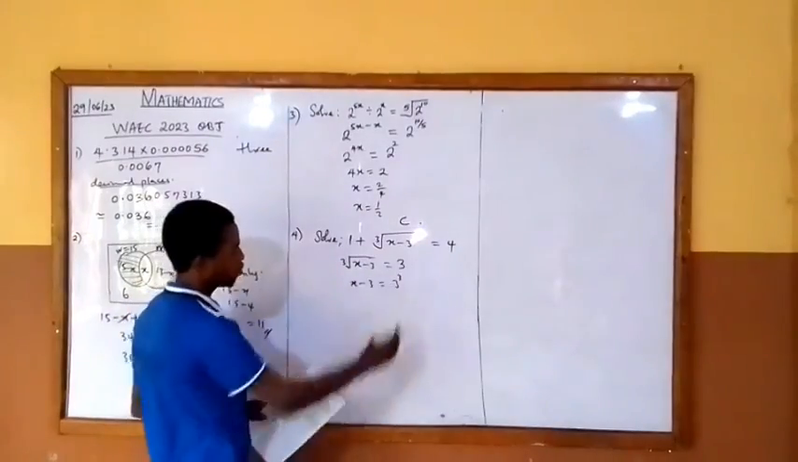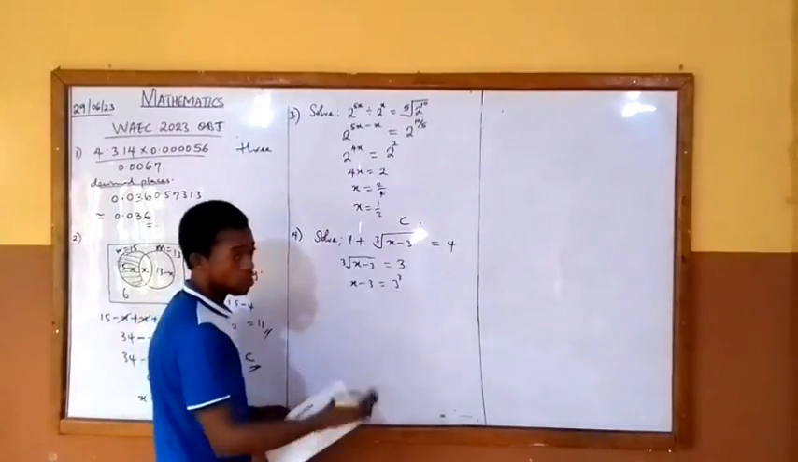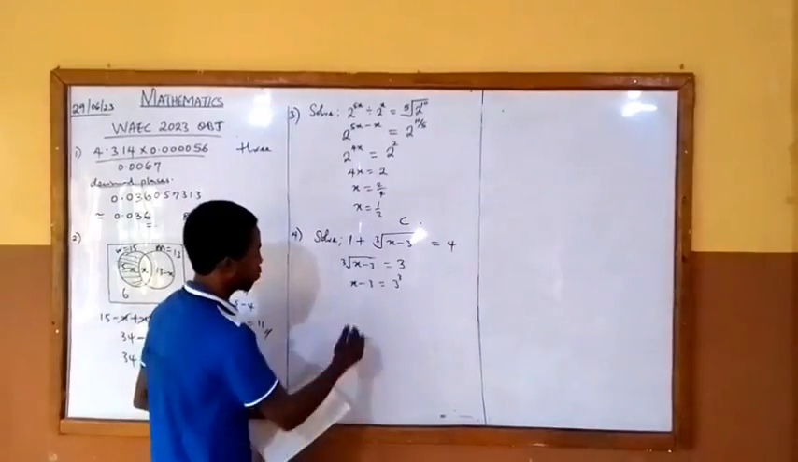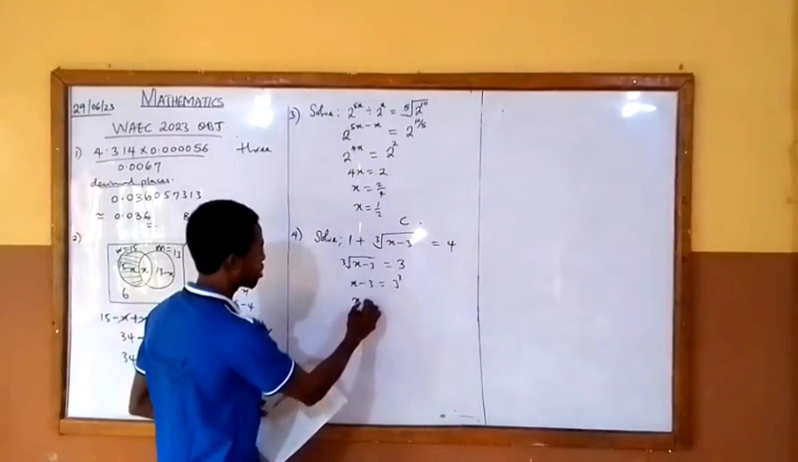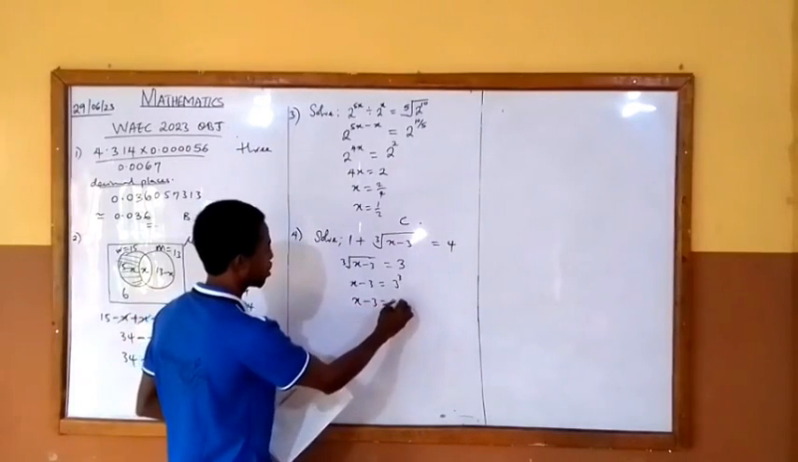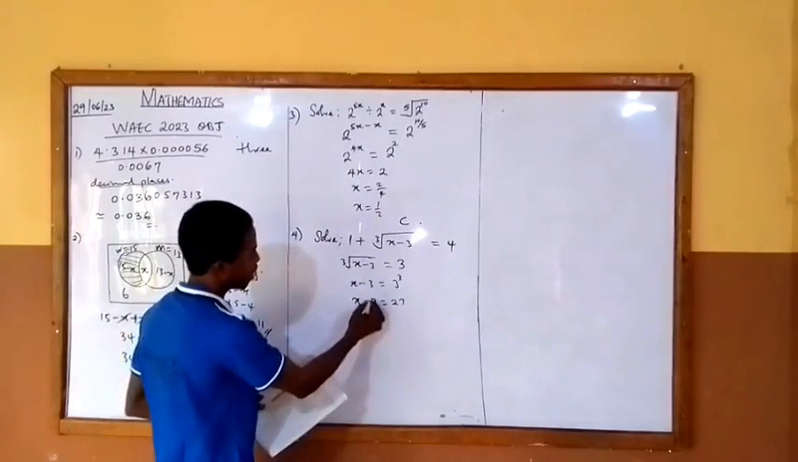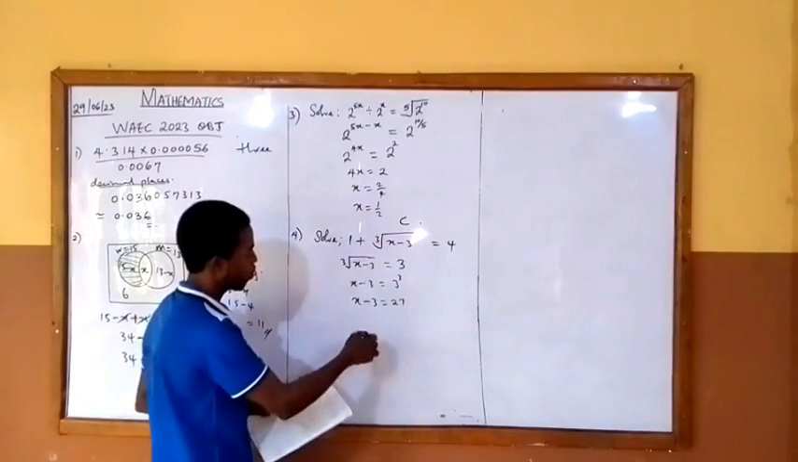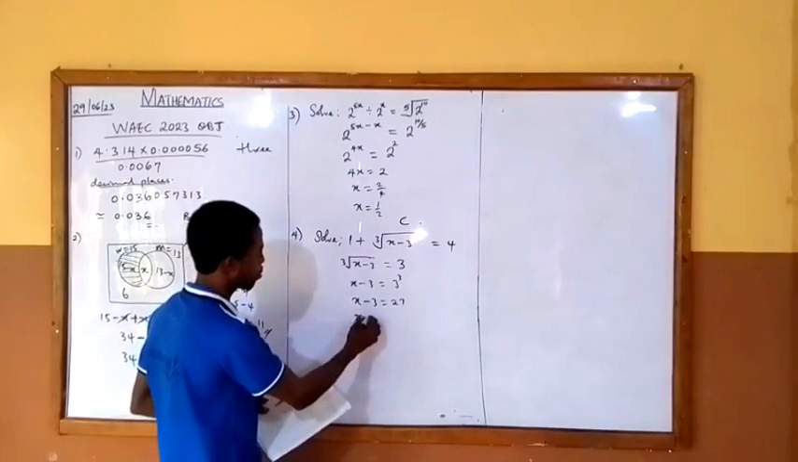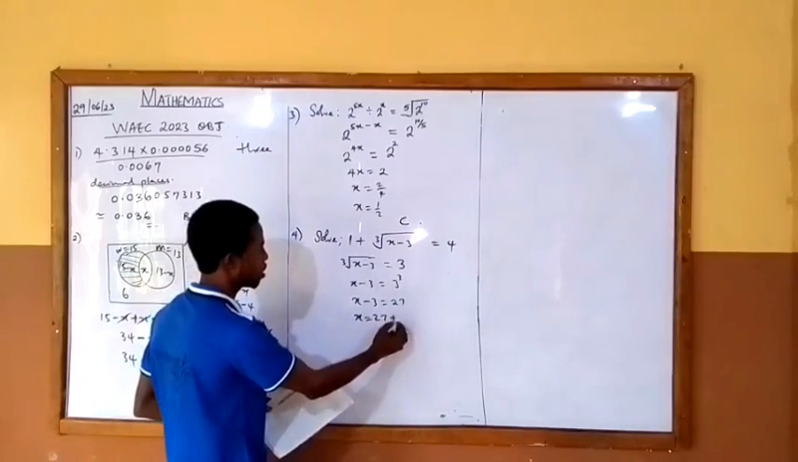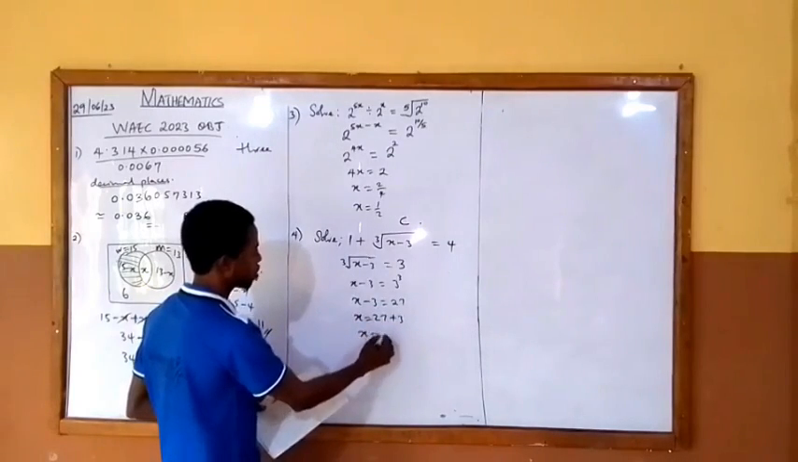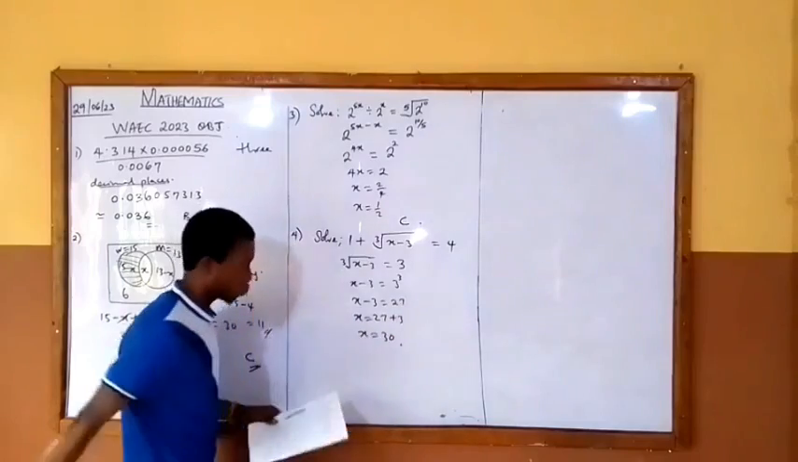Then 3 cube, you know 3 cube will give us 3 times 3 times 3. So that's of course 27. That's x minus 3 equals to 27. And by the time you collect the like terms, you carry this minus 3 here, also becomes plus, and that is x equals to 27 plus 3, and that's x equals to what? 30. So that's question number 4.